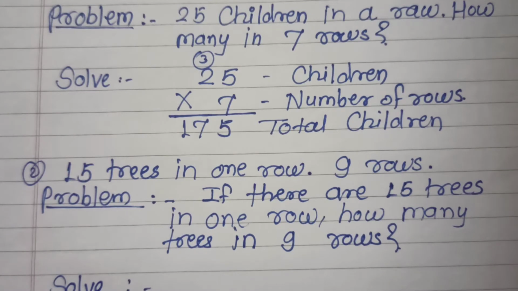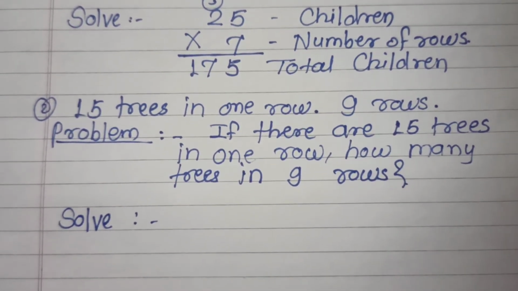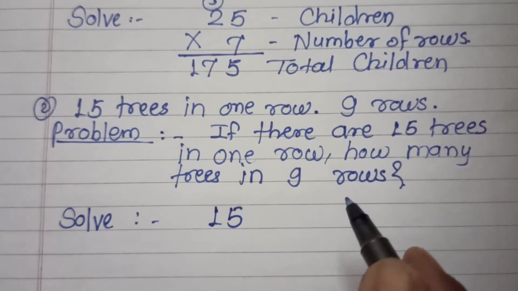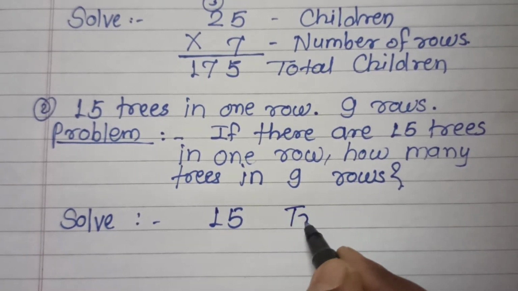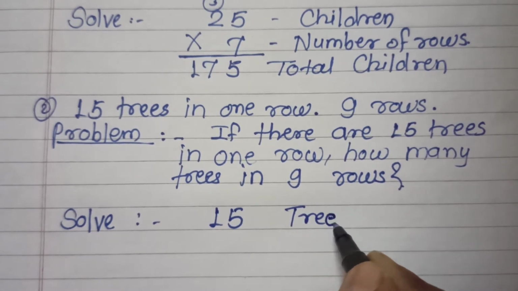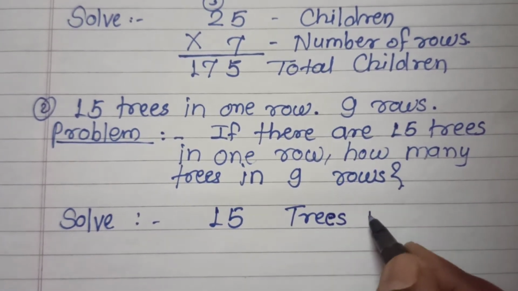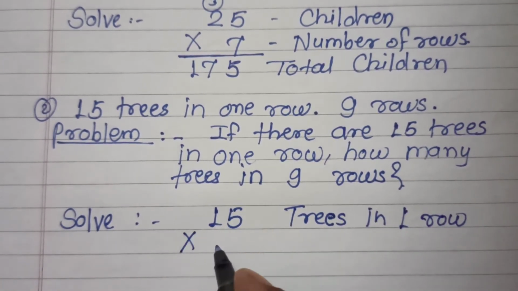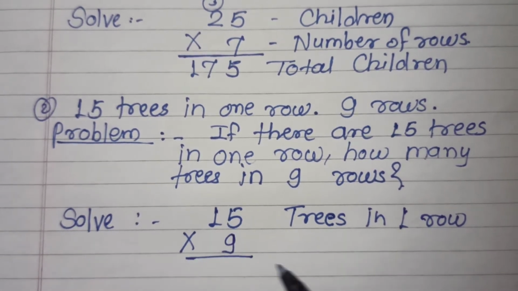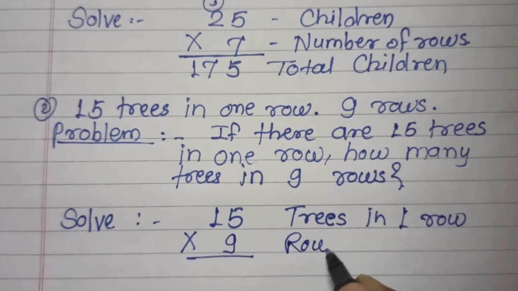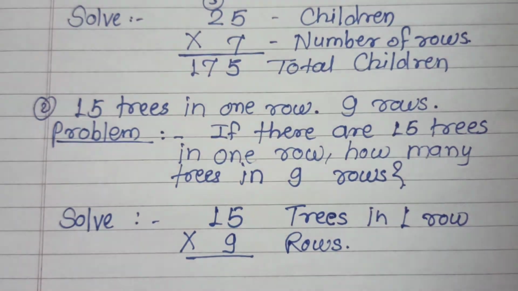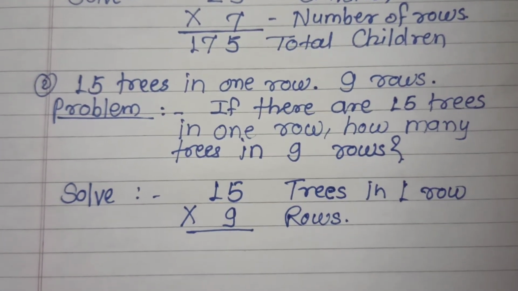See here, solve. We can see here, students, it's so simple. There are 15 trees in one row. Multiplication symbol, and here is 9, and this is the number of rows. Okay, then find the answer.